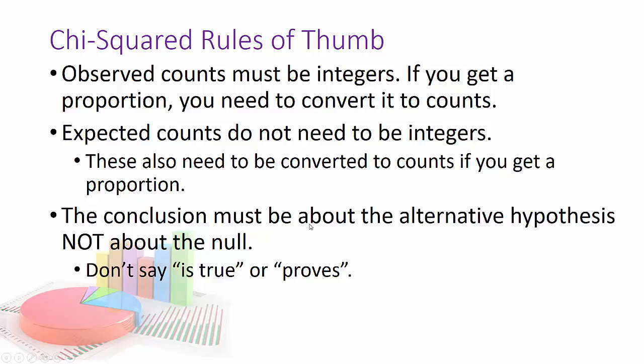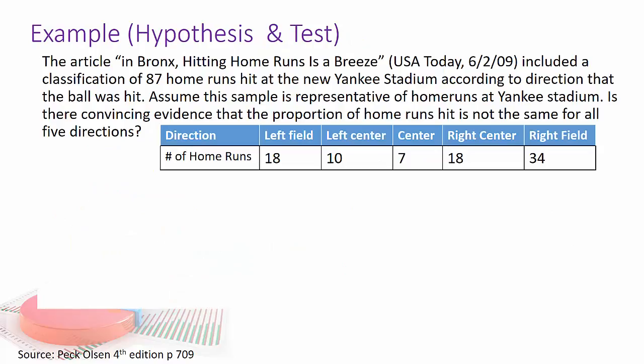So let's go ahead and look at an example. This is from an article in the Bronx, Hitting Home Runs is a Breeze. They classified 87 home runs hit at the new Yankee Stadium according to the direction the ball was hit. They said to assume the sample is representative of home runs at Yankee Stadium. Is there convincing evidence that the proportion of home runs hit is not the same for all directions?